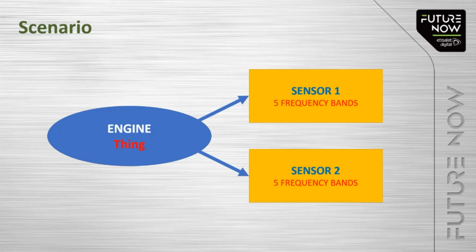Now this engine has two sensors, and they're both vibration sensors actually. And each of the vibration sensors has 5 frequency bands that give different readings. So all in all, two sensors, 5 frequency bands each, we're getting 10 readings from our sensors reading the vibration. And we're going to simulate these values. We don't obviously have the real thing.